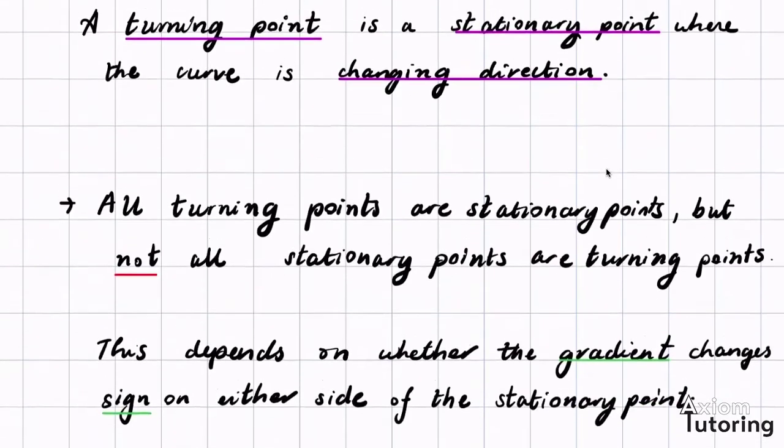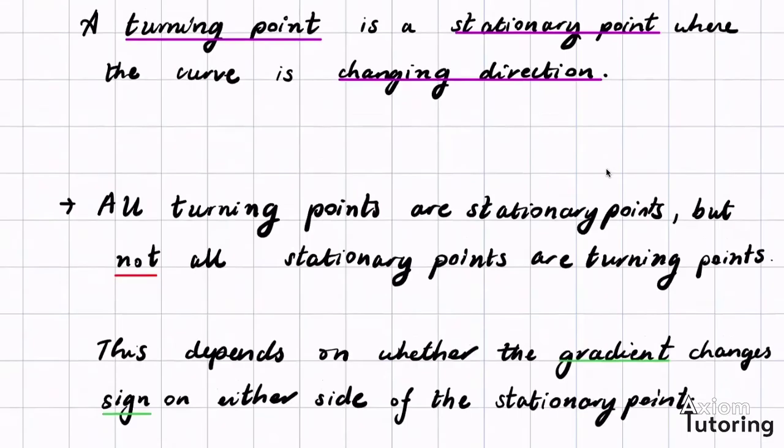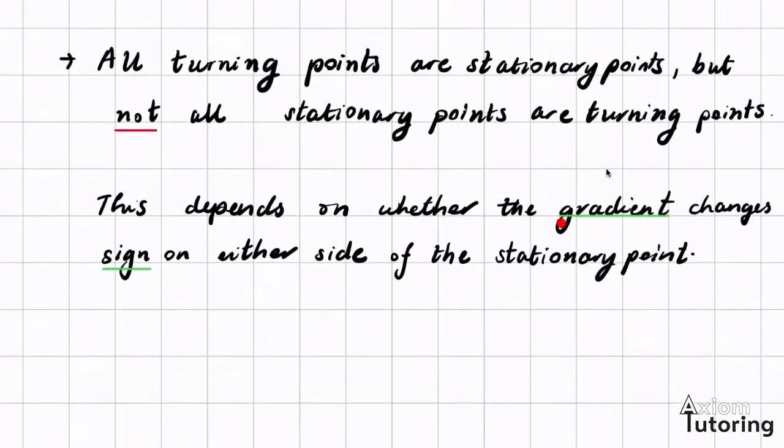So we can say that all turning points are stationary points, but not all stationary points are turning points. And this depends on whether the gradient is changing sign on either side of the stationary point. So we're going to want to calculate the gradient on either side of our stationary point. And if we can see that those signs are changing, it means it's changing direction. And that would mean that it is in fact a turning point. So we're going to investigate this further in the next few videos.